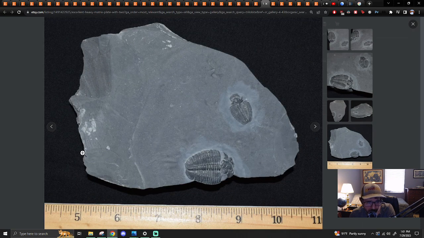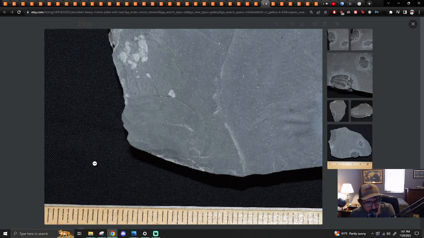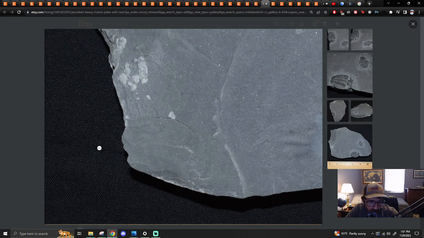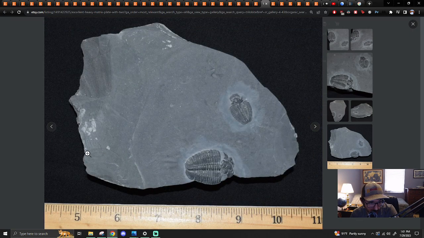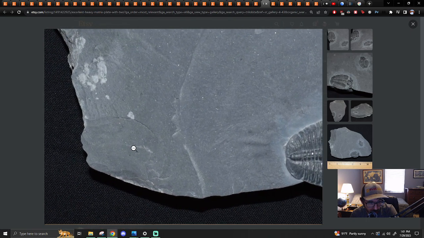This one at least has some stuff, like there. I don't see the imprint of a trilobite, but I do see subtle features of a trilobite, like its overall shape. Its spine with this white material down the middle.